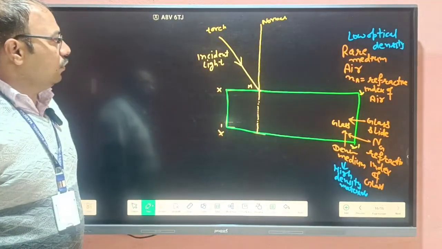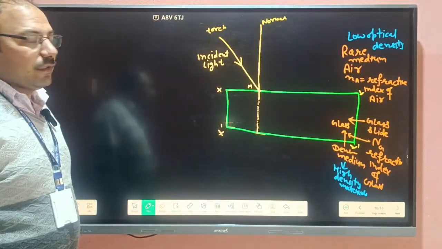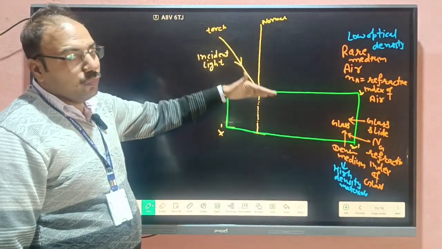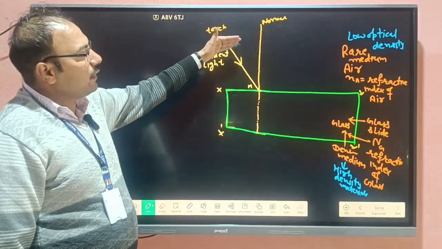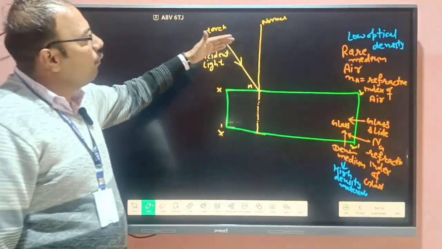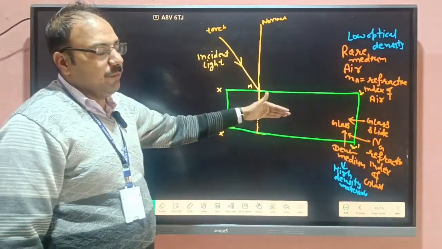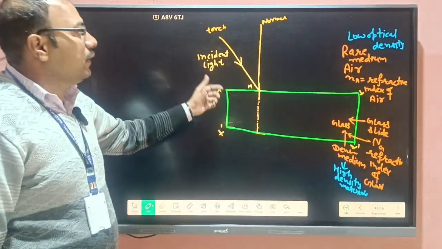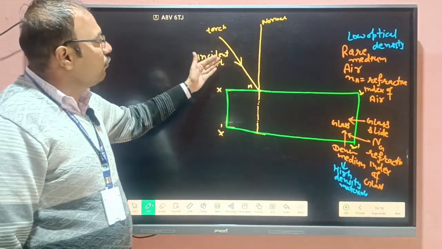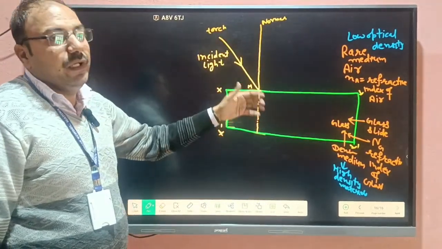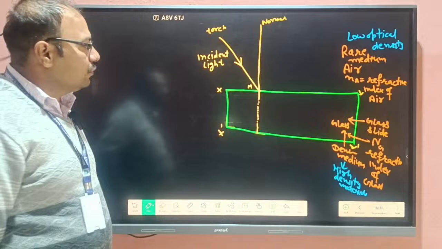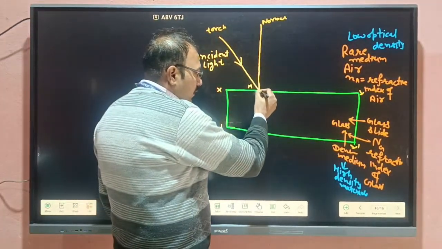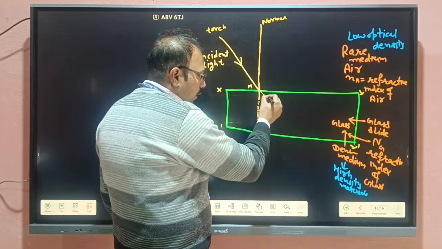Here, what are the conditions when light goes from air to glass? Air is the rare medium, which has low optical density, and the second medium, glass, has high optical density. What is the rule here? When light goes from a rare to a denser medium, it bends toward the normal. For example, this is the actual path.